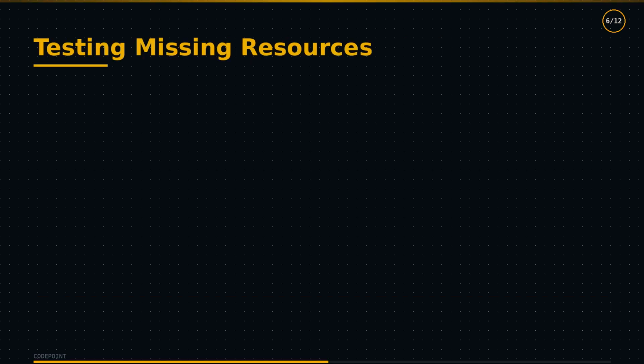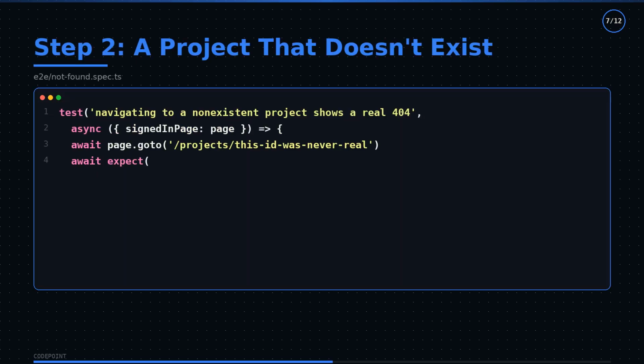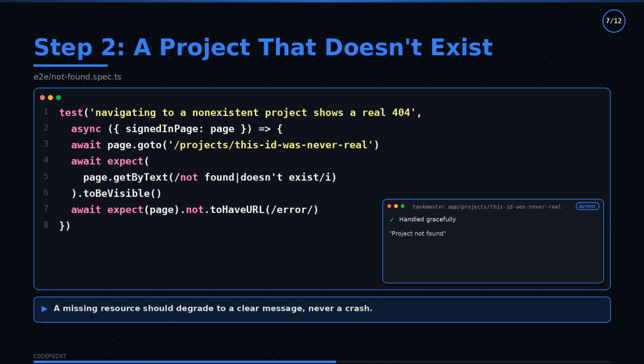Testing missing resources. Step 2. A project that doesn't exist. Test: navigating to a non-existent project shows a real 404, not a crash. Async, signedInPage. Await page.goto, /projects/this-id-was-never-real. Await expect page.getByText not found, doesn't exist, to be visible. Await expect page not to have URL error.